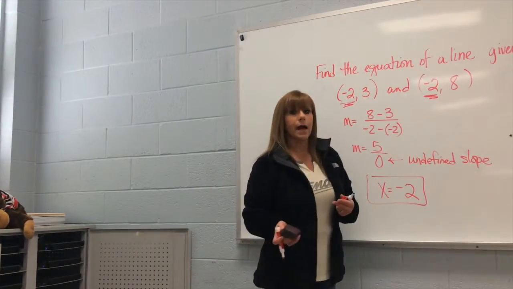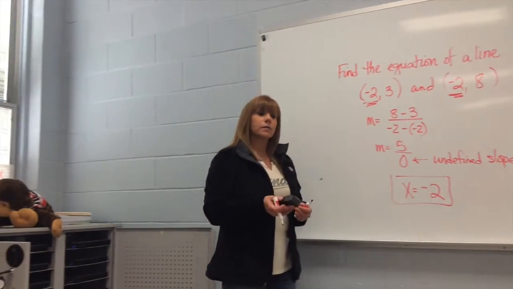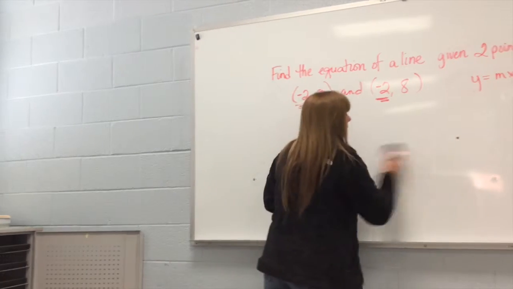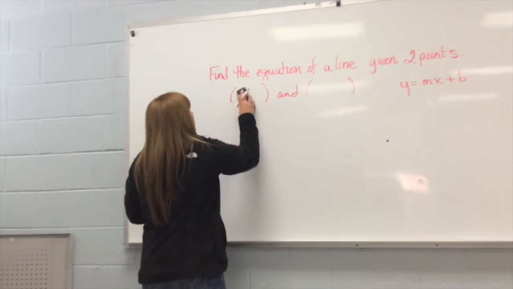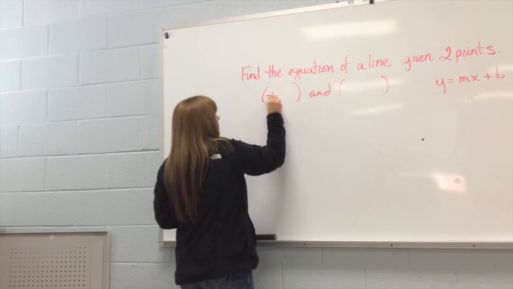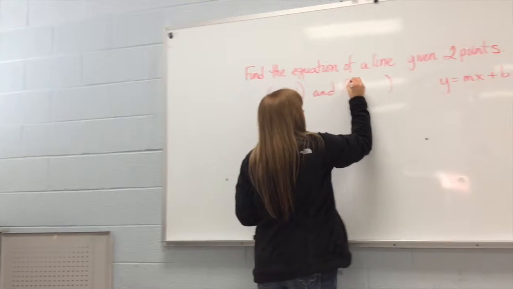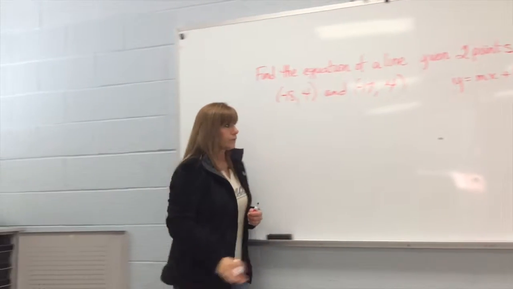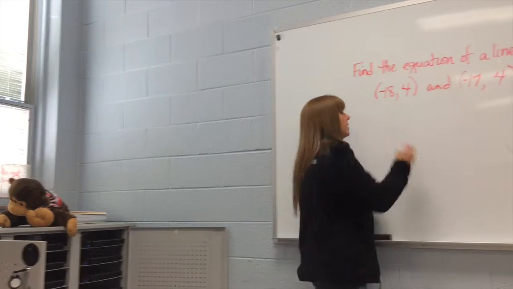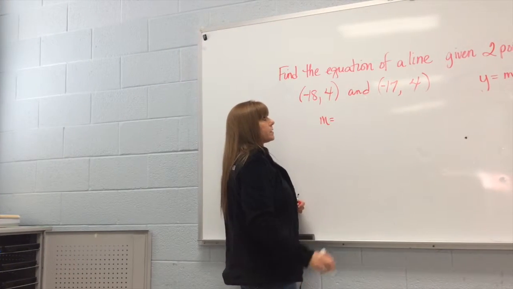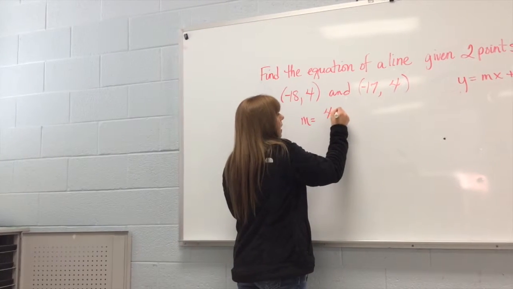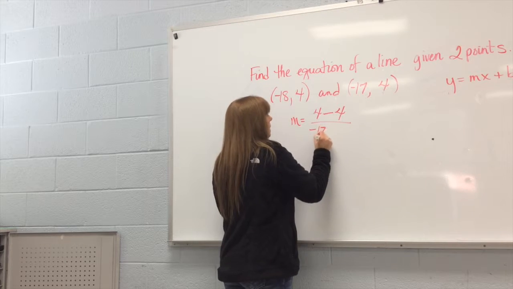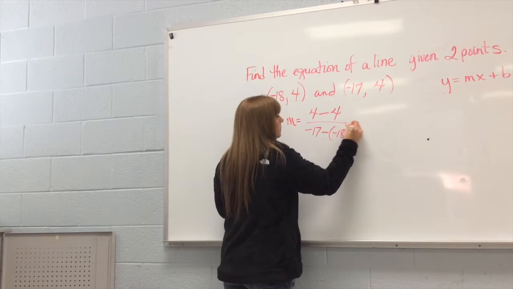All right, let's look and see what happens when we have a horizontal line. And how do we write that equation? Okay, again, I want to write the equation of a line. So the very first thing I have to do is figure out what this slope is. So I'm going to put my y value on top, the other y value on top, negative 17 minus a negative 18.